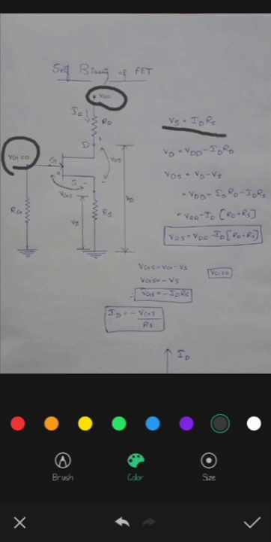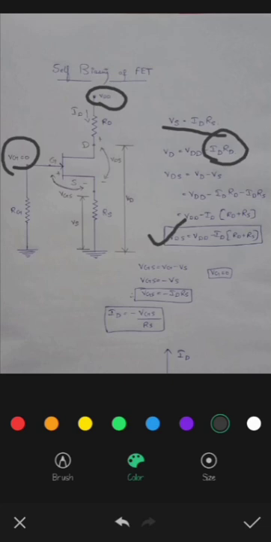Now, if we measure a drain voltage with respect to ground, then it is given as Vd is equal to Vdd minus Id into Rd. Here, the Id into Rd is nothing but voltage drop across the drain resistance Rd. Now, the drain to source voltage can be obtained by Vds is equal to Vd minus Vs. By substituting the Vd and Vs equation here, we can get the Vds equation.